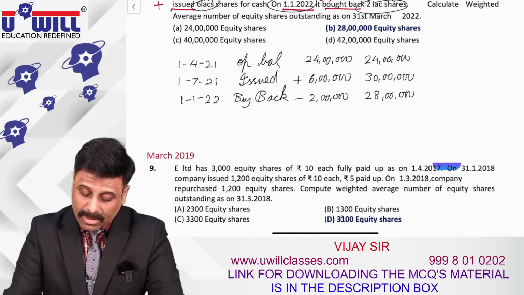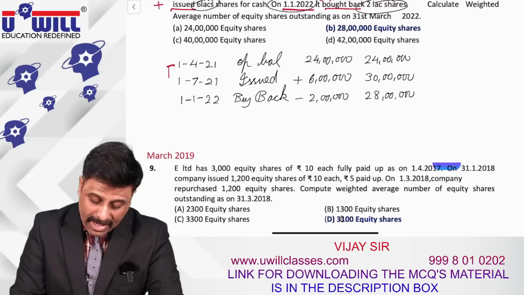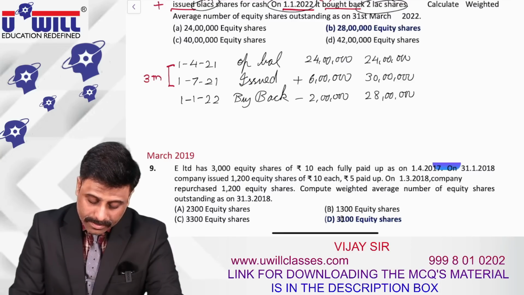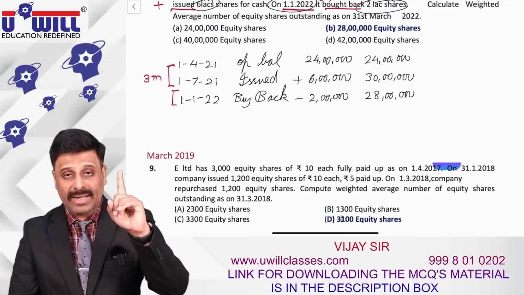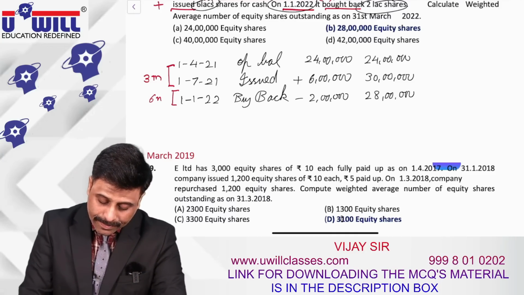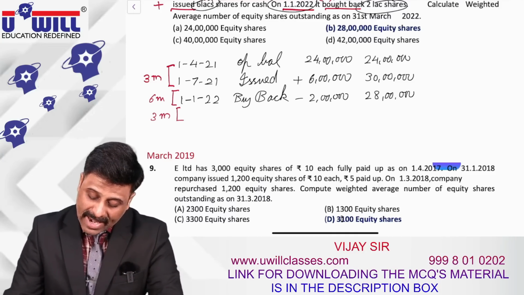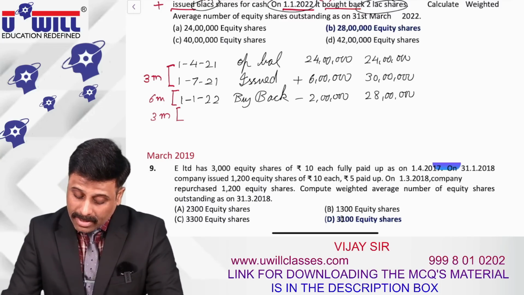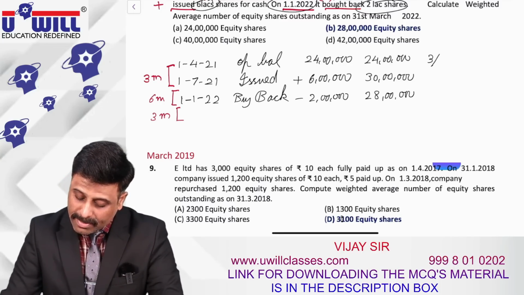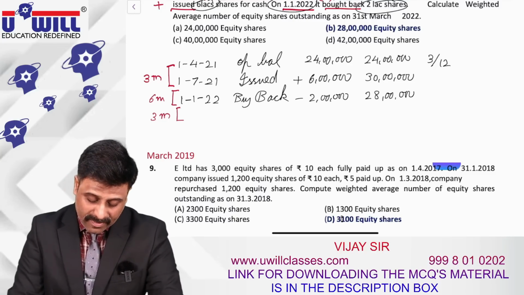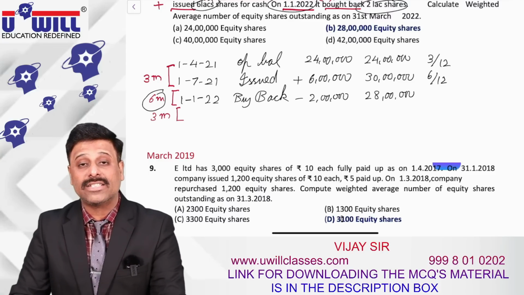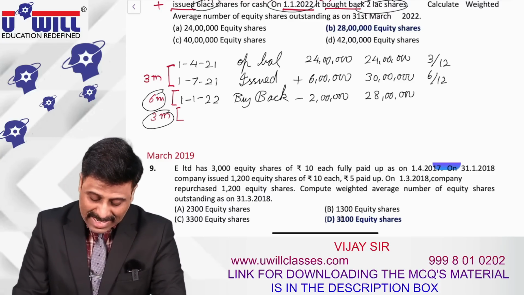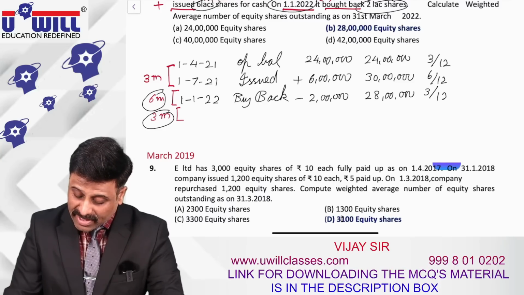Now, what is the weightage we have to apply? April, May and June, 3 months. July, August, September, October, November, December, 6 months. And after that, January, February and March, 3 months. So weight applied will be 24 lakh shares money we will be using for 3 months, 3/12. 30 lakhs money we will be using for 6 months, 6/12. And 28 lakhs of shares money we will be using for the last 3 months. So 3 by 12 after the buyback.